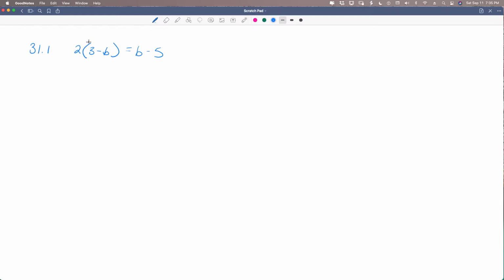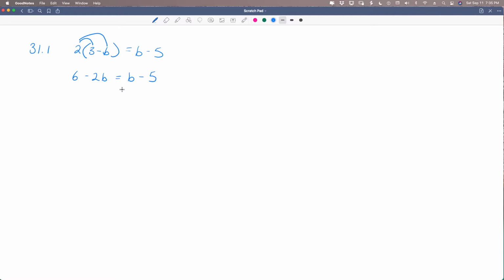All right, so first we're going to use our distributive property. So 2 times 3 and then 2 times negative b. So that's 6. 2 times 3 is 6. 2 times negative b is negative 2b. And that equals b minus 5. We just bring that straight down.